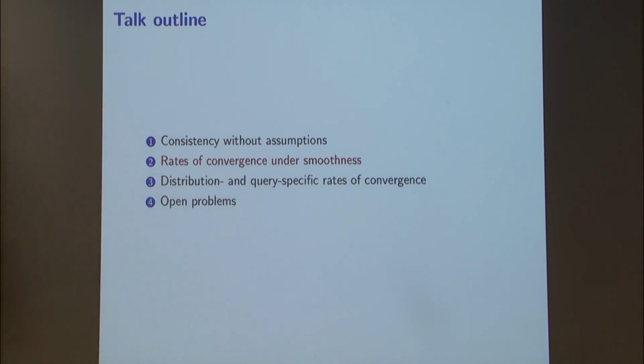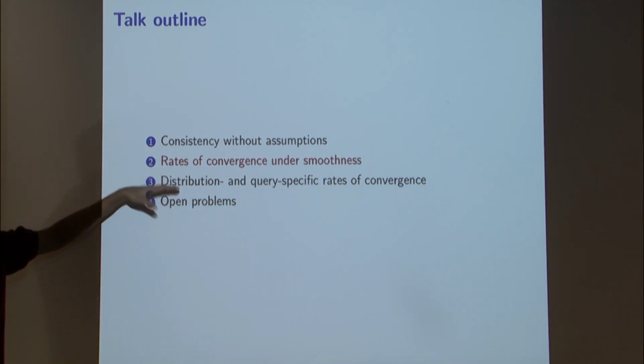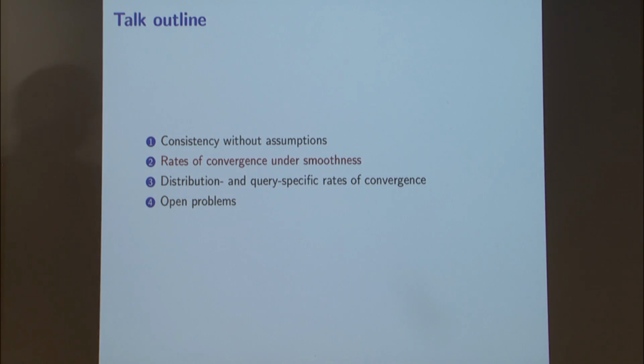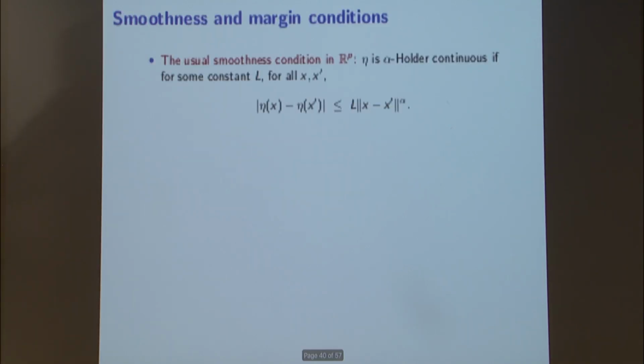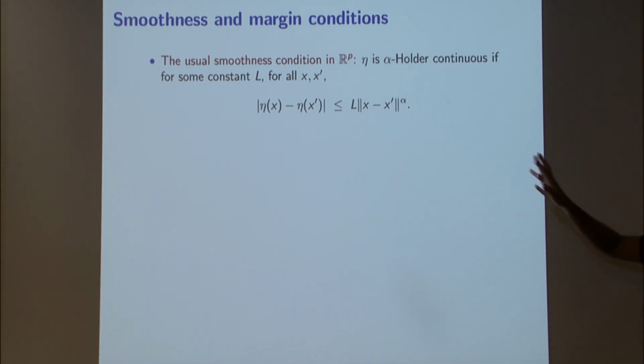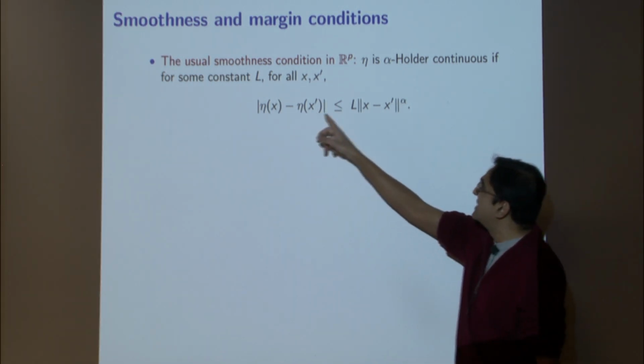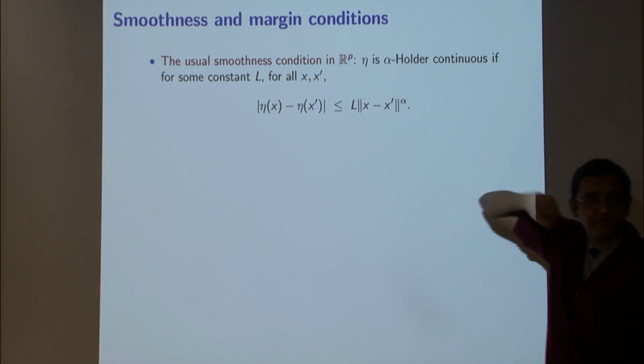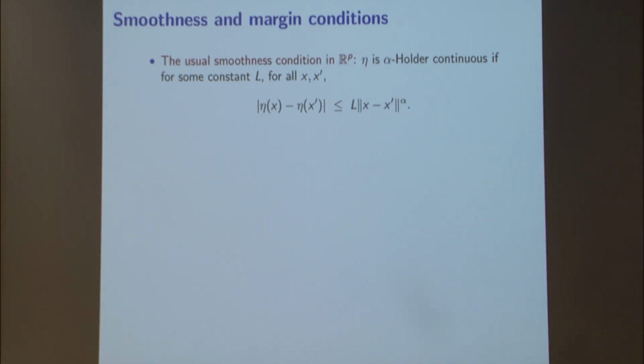Okay. So now let's get to rates of convergence under smoothness, and then rates of convergence without any kind of smoothness at all. As I said, in non-parametric estimation, there are various smoothness conditions on the underlying distribution that are formulated, and I'll just go through what the typical conditions are. The first is that this eta function is Lipschitz or has some sort of Holder condition like this. Very standard sort of condition.